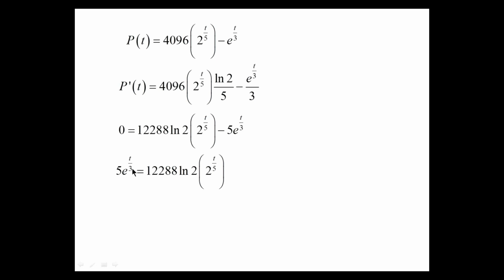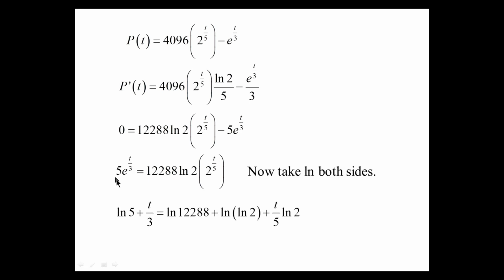Now we know from grade 12 advanced functions, when you take a ln of a product is the sum of logs. So when I take ln both sides, it will be ln 5 plus the ln of e to the t over 3, which is the exponent you put on e to get t over 3. That's t over 3. Plus ln 12,288 plus ln of ln 2 plus ln of this.